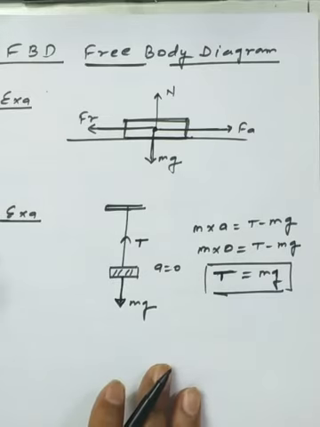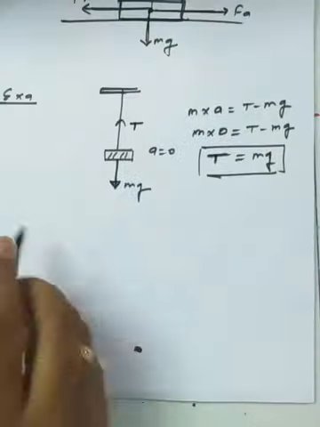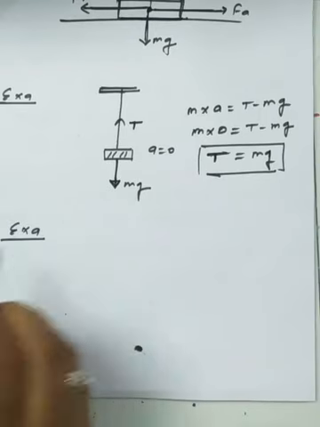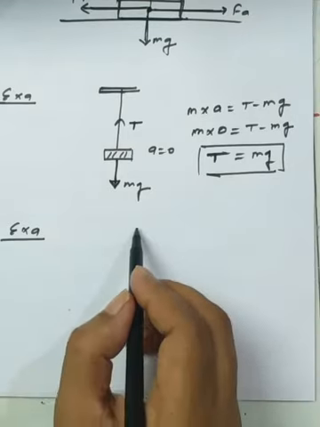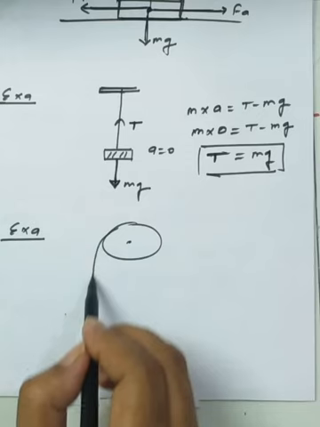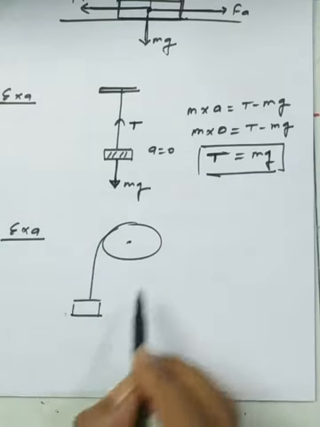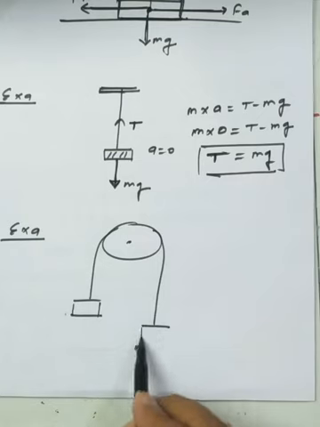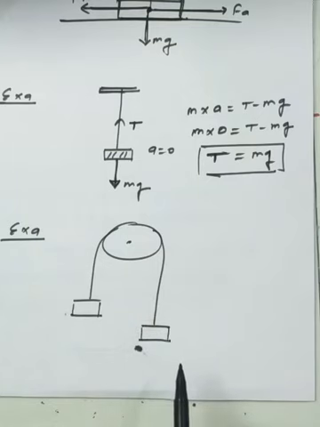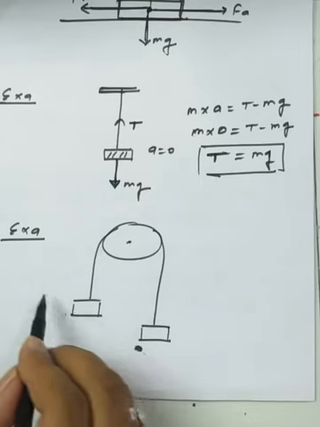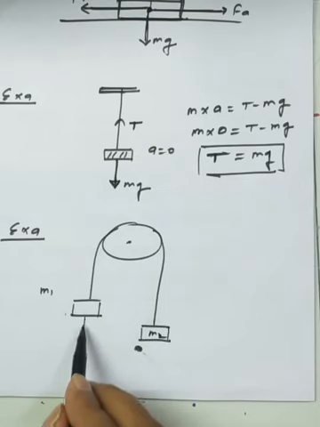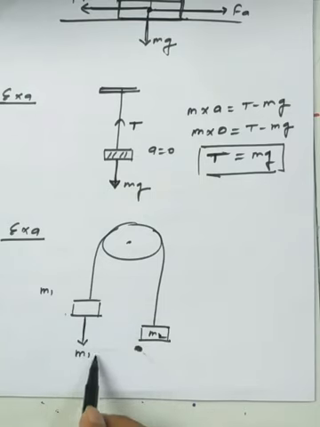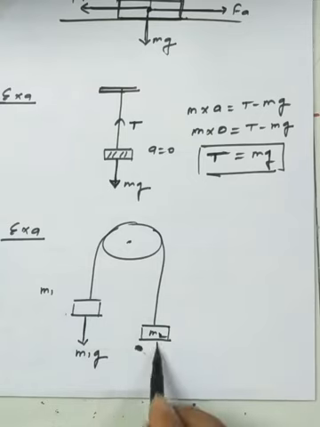Okay, so further I am taking one example in front of you, so you can easily understand how we will use the concept of the FBD in different problems of mechanics. Now I am assuming two objects on a frictionless pulley, attached to each other by an inextensible string. This one is the mass m1 and this is the mass m2. The weight is acting downward, that is m1g, and here also the weight is acting downward, that is m2g.